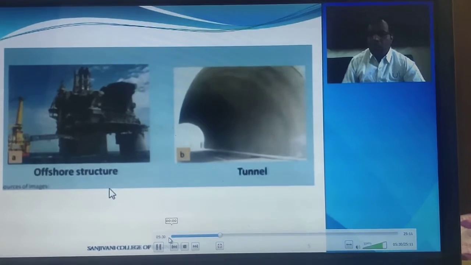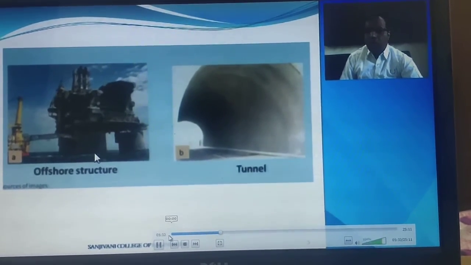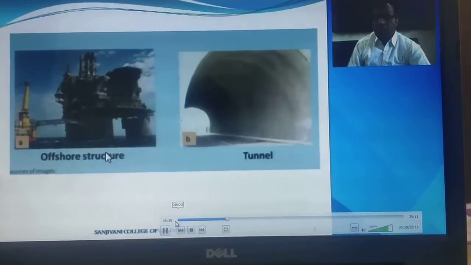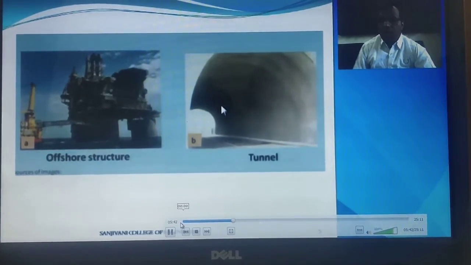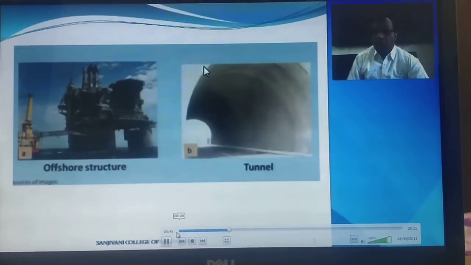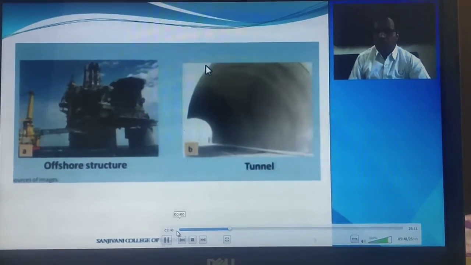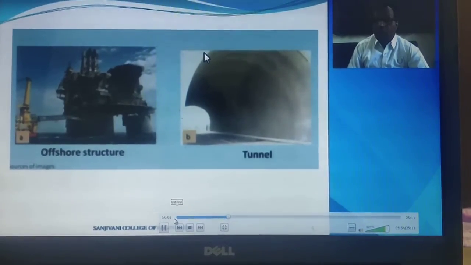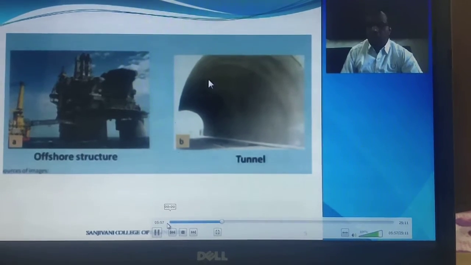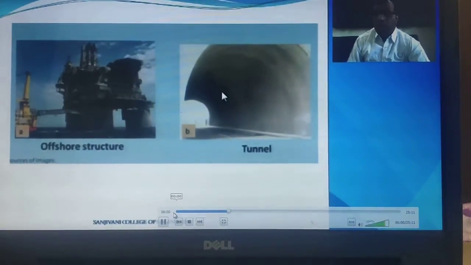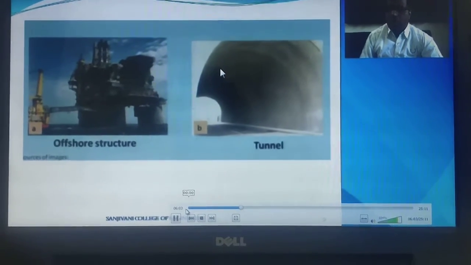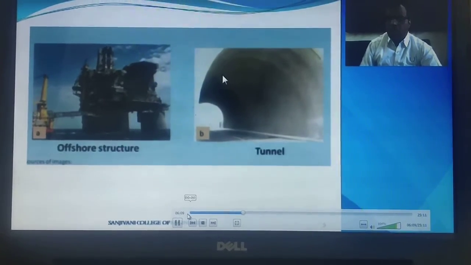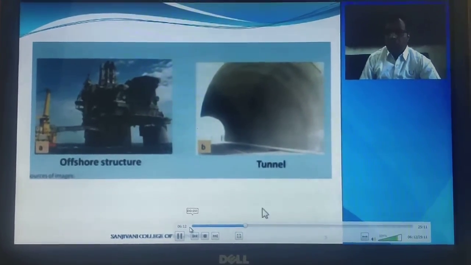Then another structure, the offshore structure. This is parallel to the bridge structures or pier structures we have already discussed. Then we come to the tunnel. In a tunnel, the top part is subjected to soil pressure and is always in contact with the earth or soil, and the underneath part of the tunnel is always subjected to air. So in the same structure, there are two different exposure conditions or environmental conditions that we must consider while designing the tunnel.